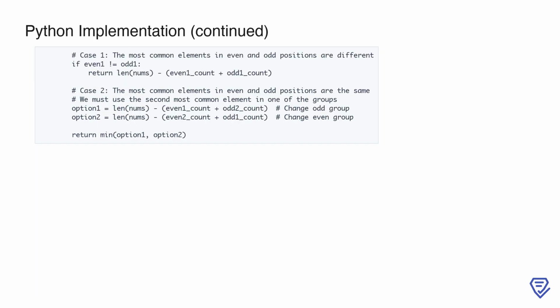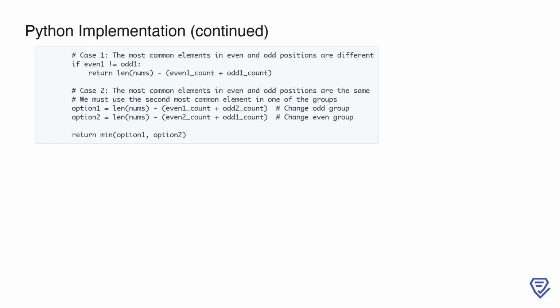Now, we consider two possible scenarios. In the first case, the most frequent elements in the even and odd positions are distinct. Here, we can directly calculate the result by subtracting the combined frequencies of these two elements from the total length of the array. This gives the minimum number of changes required.